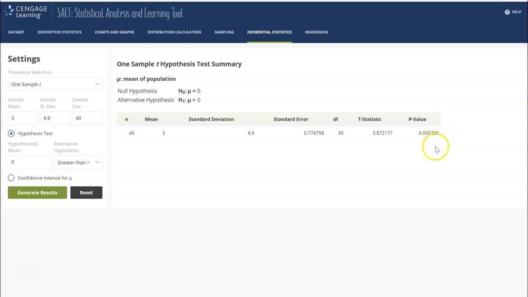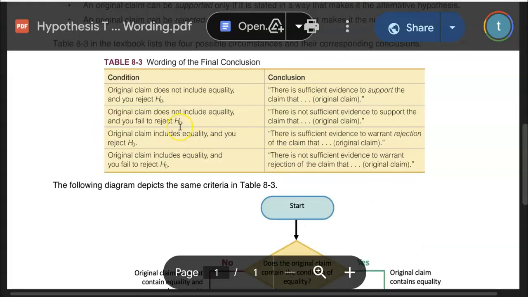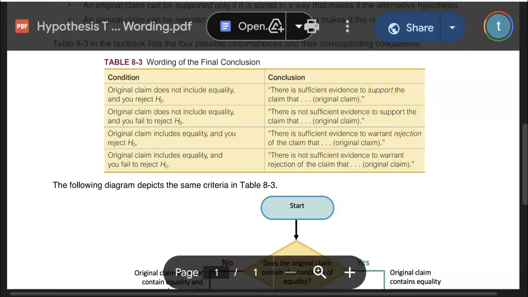So p is less than alpha, then we're going to reject. So we just have to figure out how we're going to phrase that final wording. The original claim does not have an equality and we reject. So there is sufficient evidence to support the claim.